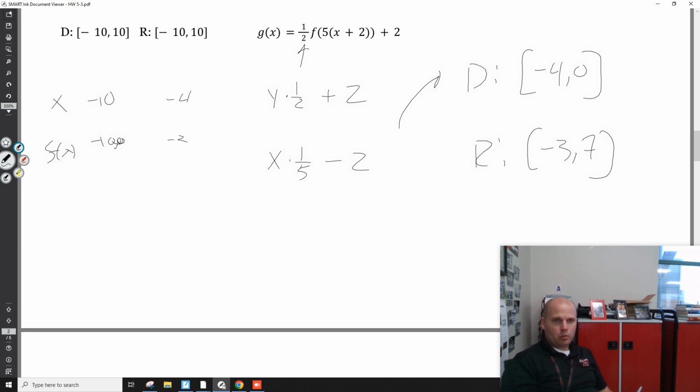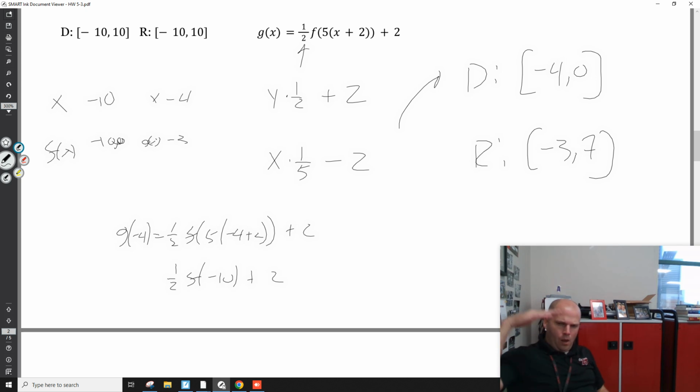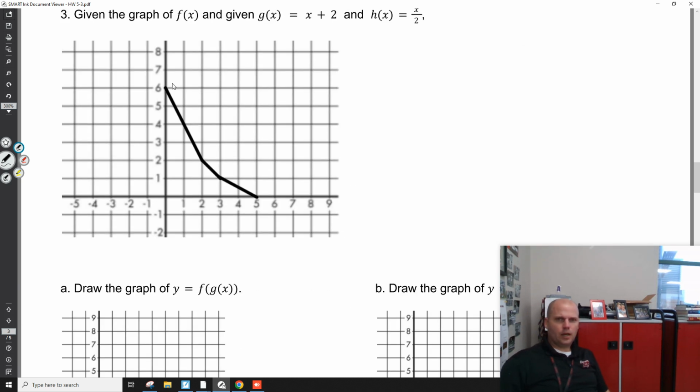I bet you negative 4 will plot to negative 3 on the graph of g. g of negative 4 equals 1 half f of 5 times negative 4 plus 2, plus 2. This is 1 half f of 5 times negative 2, which is negative 10. f of negative 10 is negative 10 times half, which is negative 5, plus 2 is negative 3. Bam! All right.